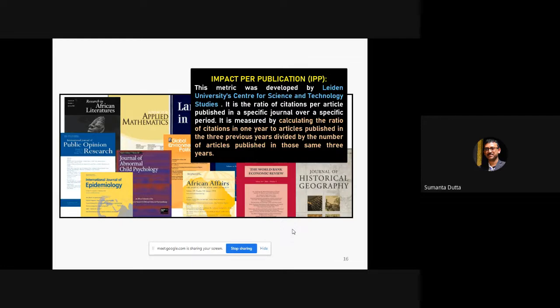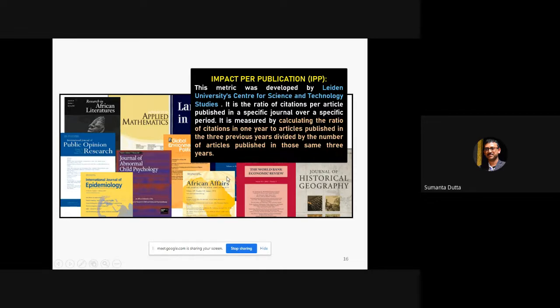They can take 1 year, or go up to a maximum of 3 years. That is the fundamental difference: CiteScore has 3 years, SNIP has 3 years, but for impact per publication they have this flexibility. Either they can calculate on a year-to-year basis, or they can take a window of 2 to 3 years. So this is another important dimension of impact per publication.